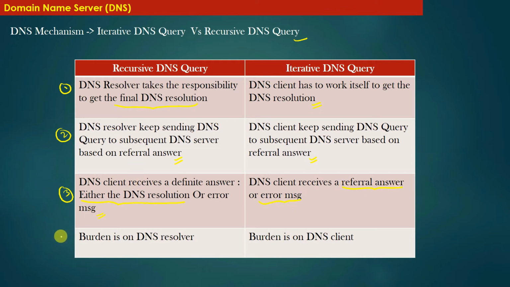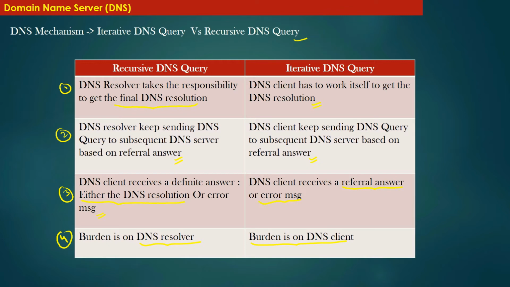And finally, in point 4, you can see that the burden was on the DNS resolver. That is, it was the DNS resolver which came forward and took the responsibility to actually find the final DNS resolution by querying the DNS system again and again. Whereas in case of iterative DNS query, the burden was completely on the DNS client. That is, your local host machine was responsible to send out the DNS query again and again to the subsequent DNS servers in the hope to find the DNS resolution for the requested fully qualified domain name. So this is all about iterative DNS query and recursive DNS query.